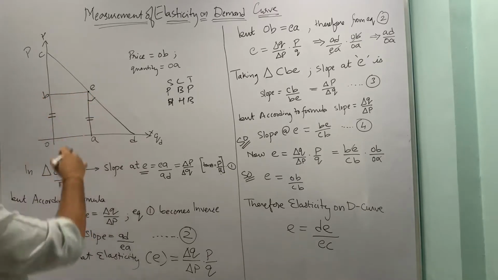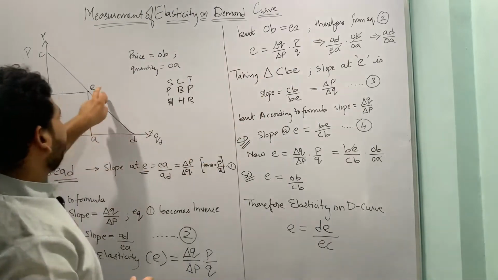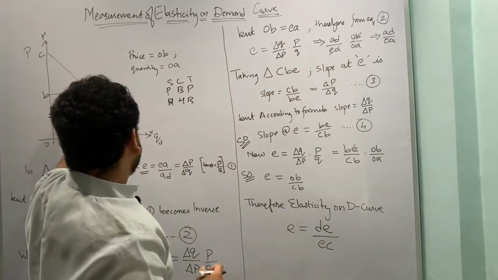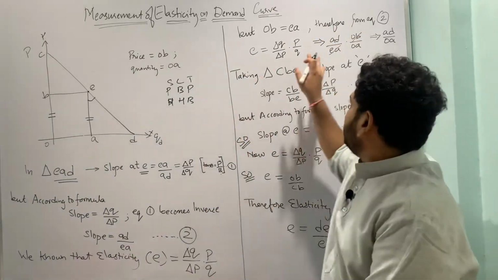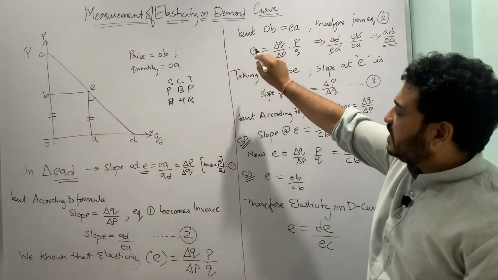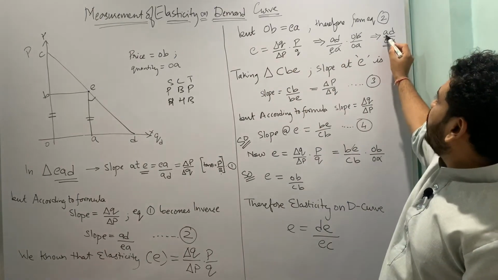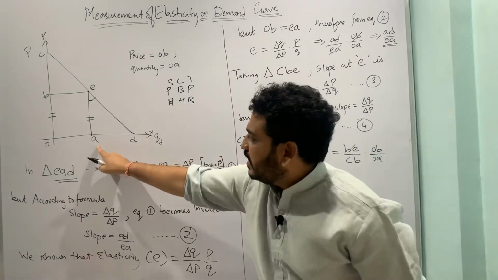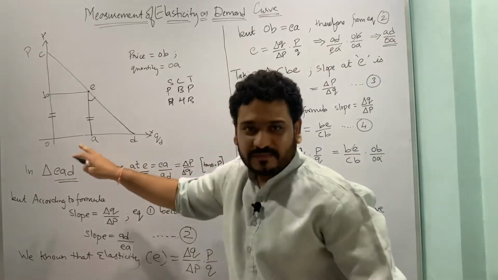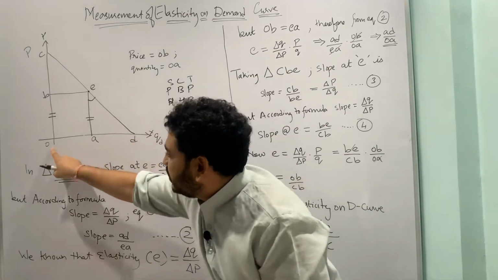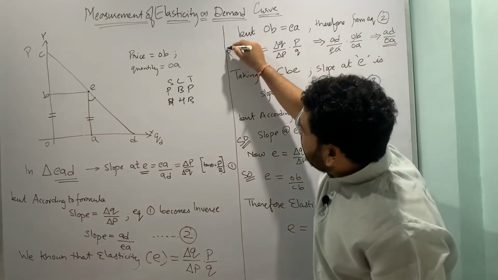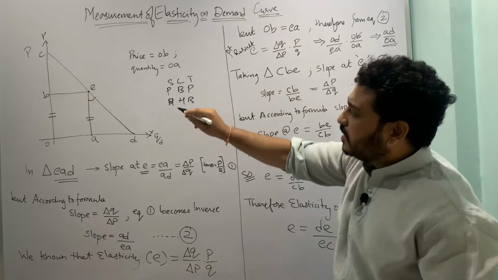So, these will cancel out. Hence from this formula, when I am measuring elasticity at point E, since these distances are equal, they will get cancelled, because this is a multiplication. The final result I get is: the elasticity at point E is equal to AD divided by AO, or OA. This is the first result when I consider only one triangle.